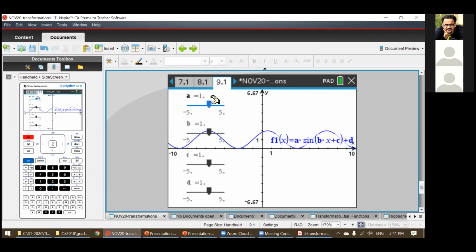If you want to move any one of them, you just right click and move accordingly. Now let's say I want to compare this with my very basic function, y equals sine x. Take note of the mode you are in. Sometimes the graphs will not plot if your geometry angle is not matching your window angle. So go ahead and hit tab.